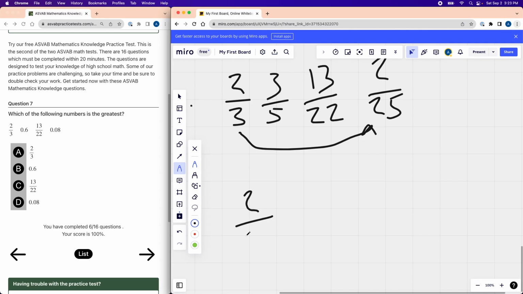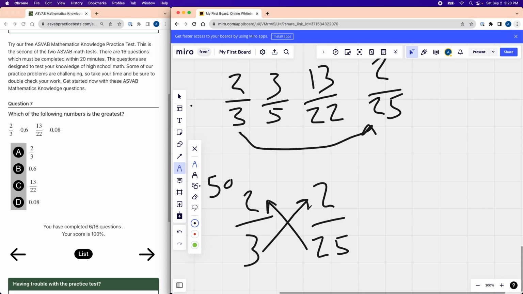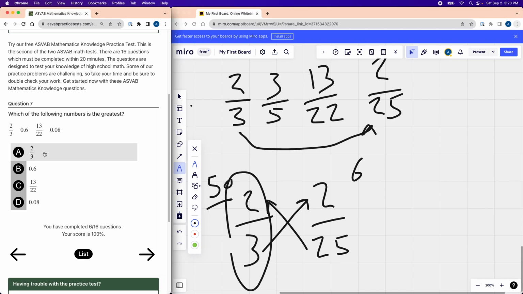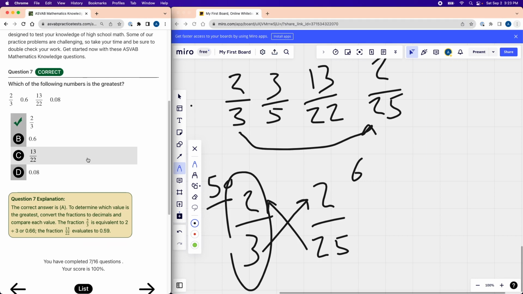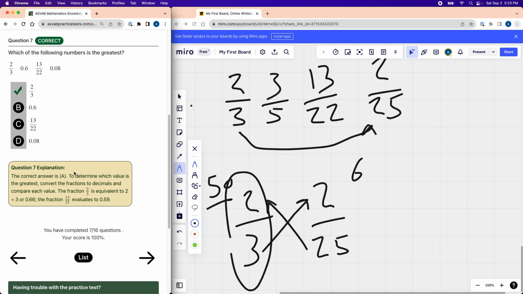And we're going to say 2/3 compared to 2/25 here. Well, take the 25, multiply it by the 2, that's going to be 50. Take the 3, multiply it by the 2, that's going to give us 6. 50 is clearly way bigger than 6, so 2/3 will be our final answer. That is the biggest number out of these 4 numbers here. So I will select 2/3, and we see that is the correct answer. All right.